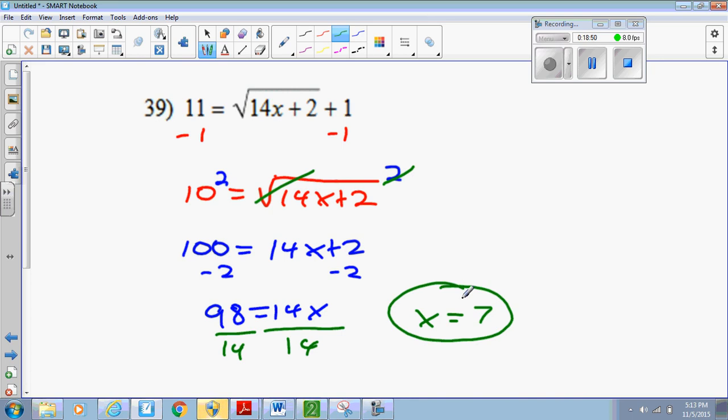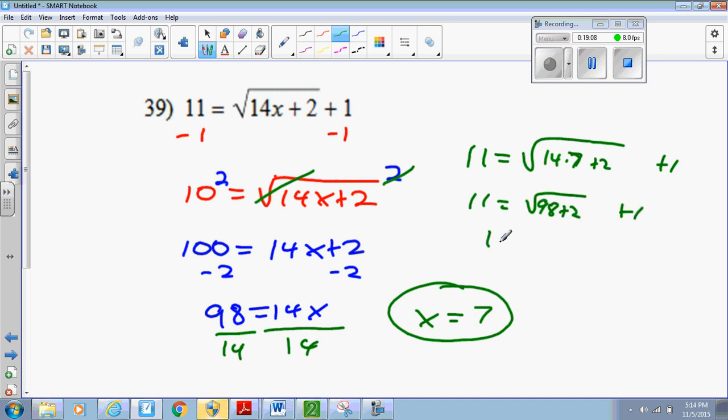Now I always want to check with absolute value signs and put them back in. So 11 equals the square root of 14 times 7 plus 2, and then plus 1. So 11 equals the square root of 98 plus 2 plus 1. 11 equals the square root of 100 plus 1. 11 equals 10 plus 1. That's true, so this is a correct solution.